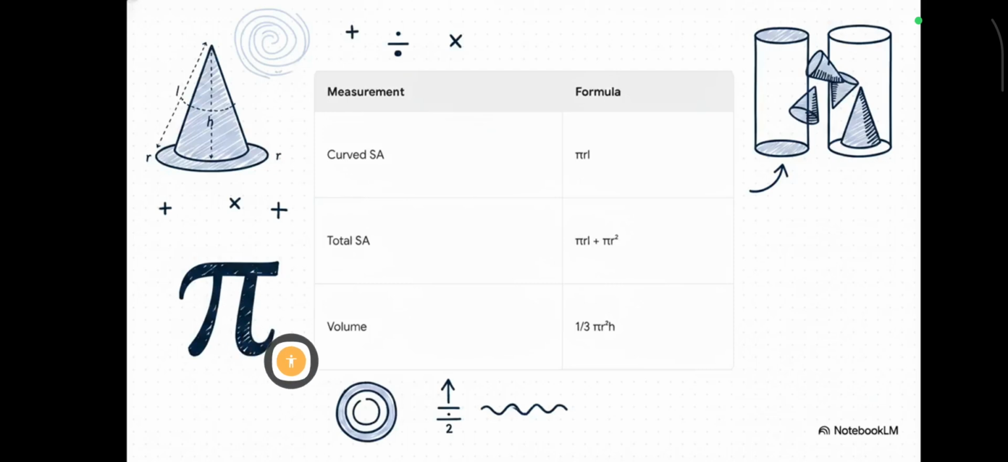For a cone, the curved surface area completely relies on that slant height we just learned about. It's calculated as pi times r times L. The total surface area just adds the pi r squared base right back to it. But look really closely at the volume for a second. The volume of a right circular cone is 1/3 pi r squared h, meaning it is exactly 1/3 the volume of a cylinder with the exact same base and height. I mean, what a fantastic mathematical relationship.